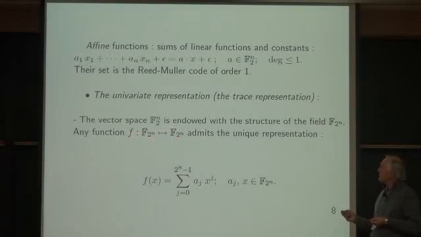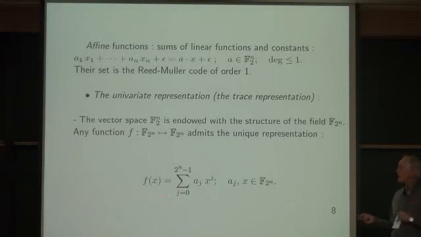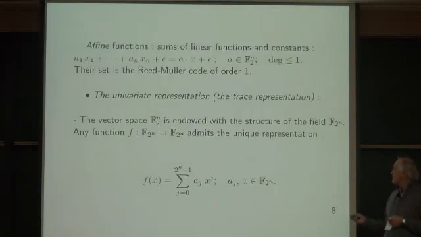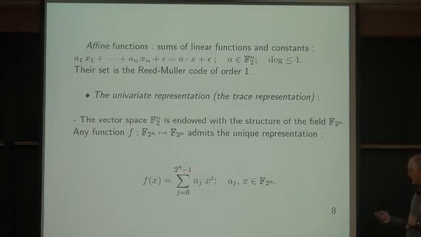field to itself admits a unique representation again, but it's again a polynomial representation, but there are two main differences. The first is that the coefficients are in the big field, not in F2. In the algebraic normal form, the coefficients were in F2. Here, they are in the big field. And it's univariate, only one variable, x, which ranges over the big field. And the condition for having existence and uniqueness is that the degree of the polynomial is at most 2 to the n minus 1. It's very simple.